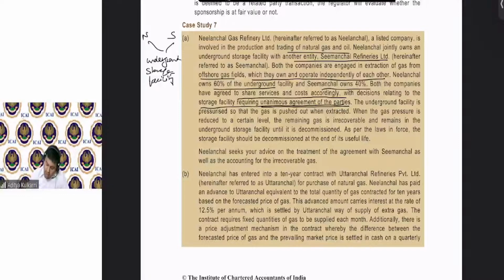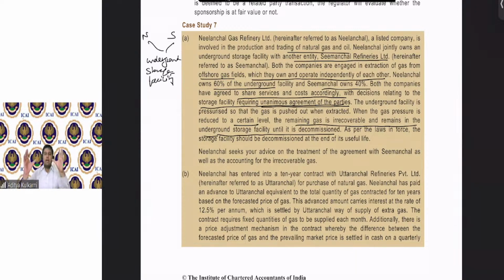The underground facility is pressurized so that the gas is pushed out when extracted. So they put a particular pressure. When you put the pressure, the gas comes out of the outlets and then it is accumulated. When the gas pressure is reduced to a certain level, the remaining gas is irrecoverable and remains in the underground storage facility until it is decommissioned. So the entire gas cannot come out of it. There will be some amount of gas.